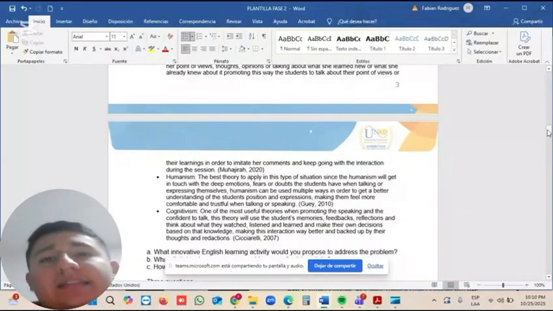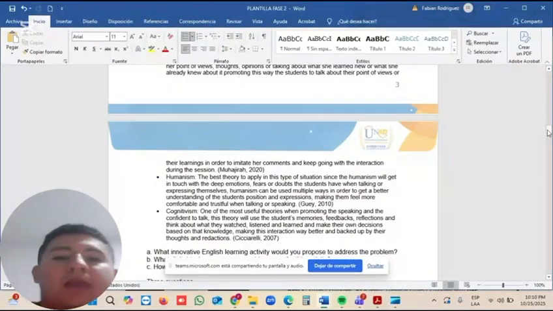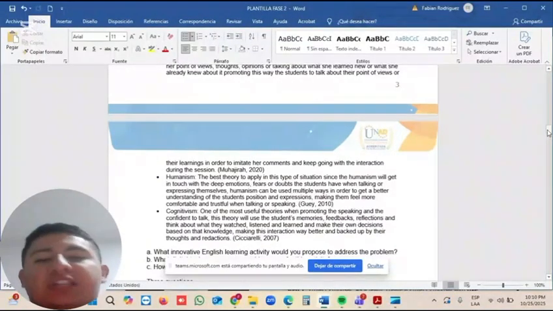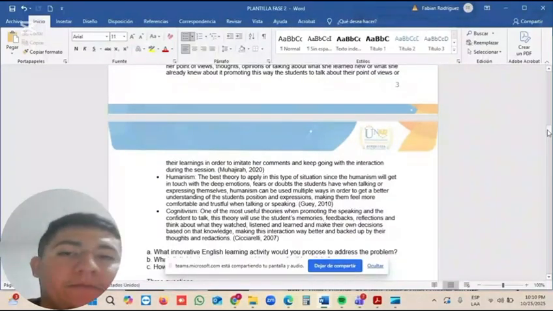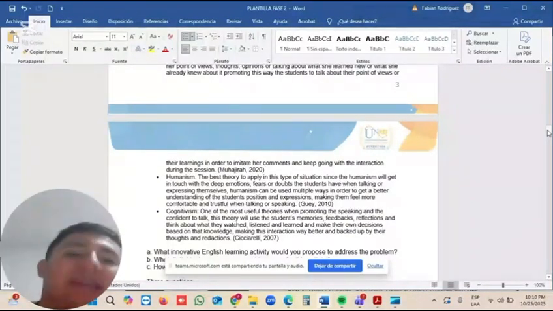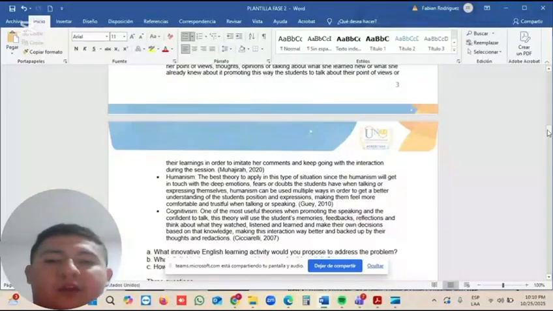In that case, everything is going to be more understandable, and they can exchange information and questions, and they're going to lose that type of fear at the time to speak English. So yeah, that's one of the best theories, and that's how it would apply.